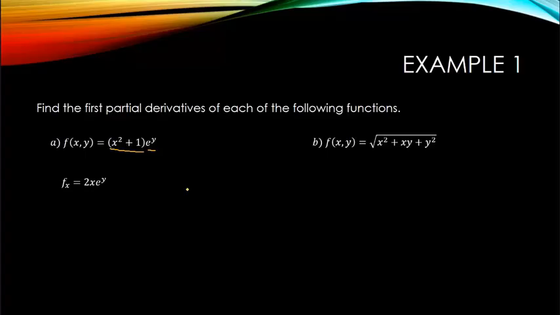term as a constant. The partial derivative of f with respect to y requires that I hold the x squared constant and then take the derivative of e to the y, and that's exactly what I'm going to do. I treat x squared plus 1 as a constant because y does not appear there, and I take the derivative of e to the y.